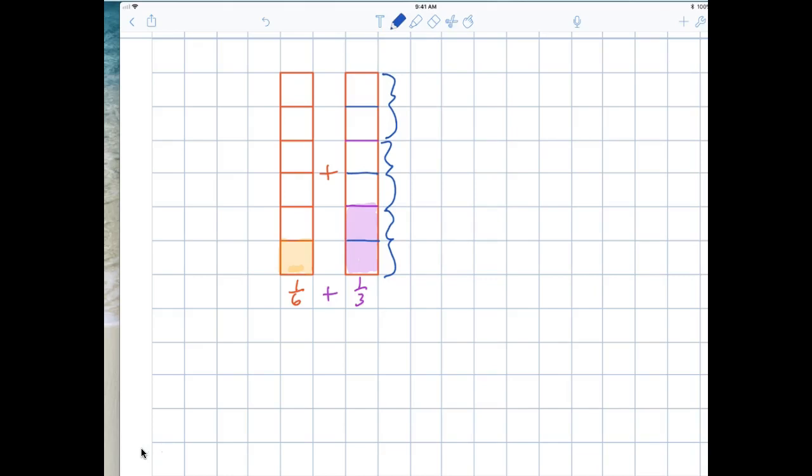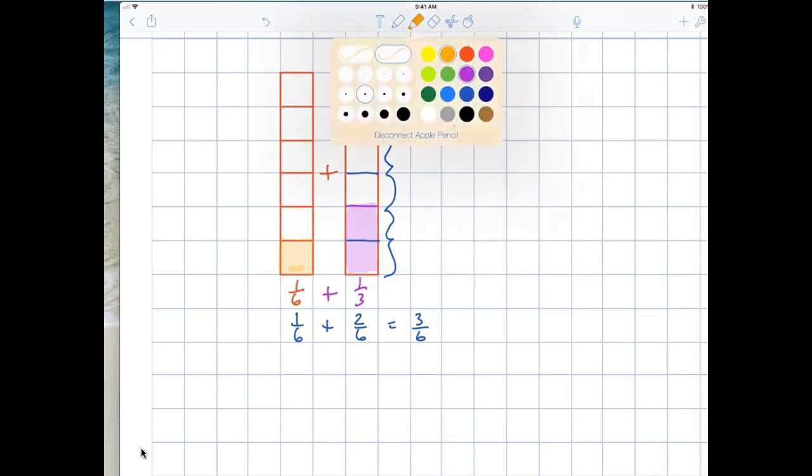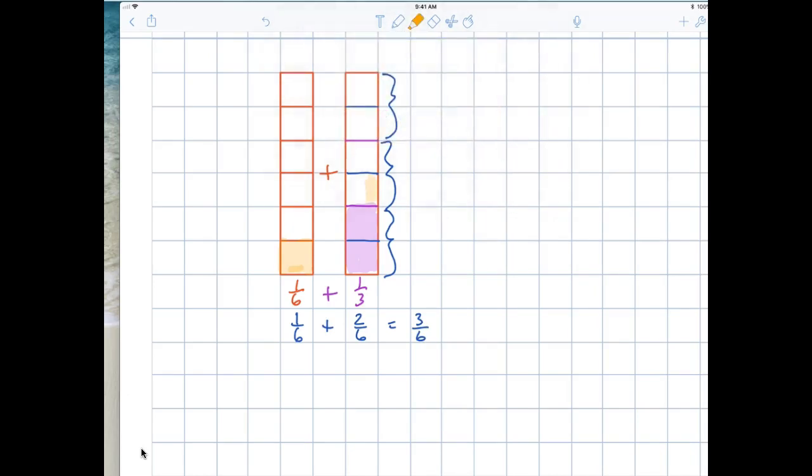And what do you notice about 1/3? 1/3 is the same as 2/6. Everybody see that now? Now you have 1/6 and you have 2/6, which means you have altogether 3/6. Now watch. If I take this orange and add it over here, that's how I get 3/6. And that 3/6 is 1/2. How do I know it's 1/2? Because I'm looking at the picture saying it's 1/2.